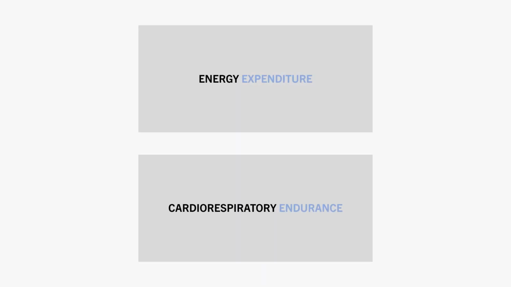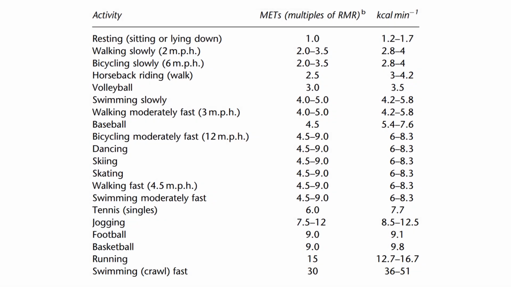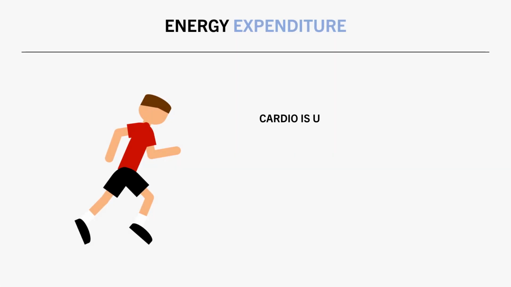There are 2 primary roles of cardio. The first is for energy expenditure. Forms of cardio are generally going to expend the most amount of energy while exercising. This research review compared the energy cost of various different exercise tasks. And as we would expect, higher intensity forms of cardio, such as swimming, running, and playing sport, tend to expend the most amount of energy per minute of exercise. However, we usually only perform cardio for a relatively short amount of time as a fraction of the entire day, and even less so as a fraction of the entire week.